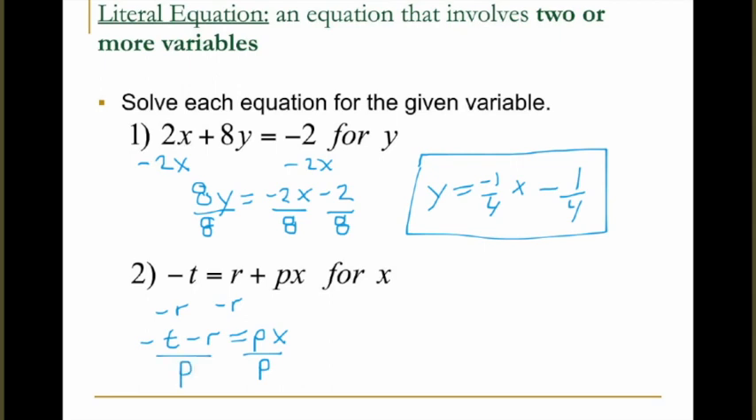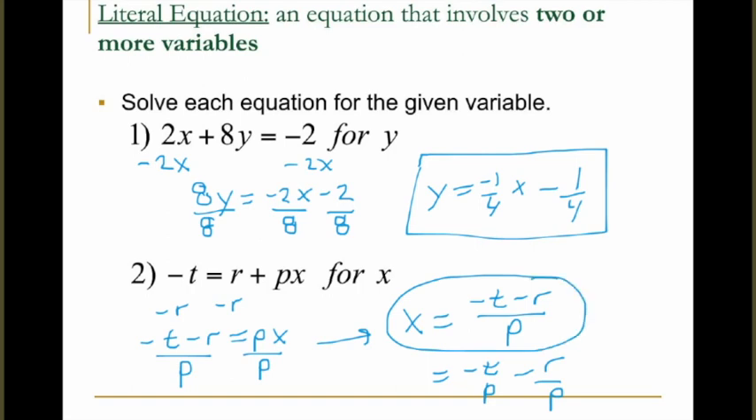In this case, since we're just using variables, I'm going to divide negative t minus r by p all at once. And when we do this, we now have x all by itself over here, and it's going to equal negative t minus r all over p. You could also write this as negative t over p minus r over p. This is usually the way you'll see it, but the other answer is also correct.